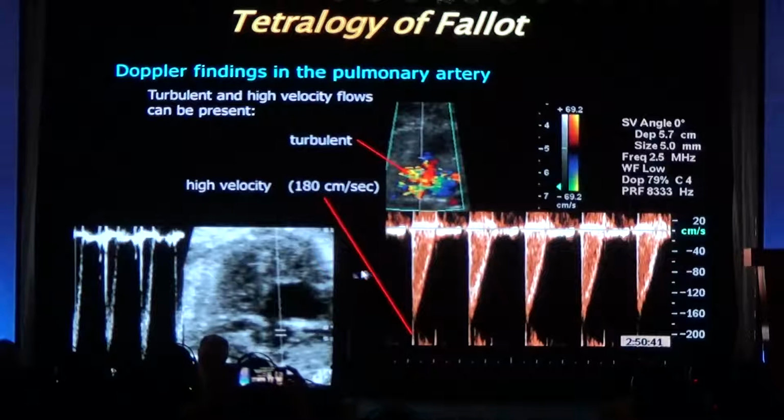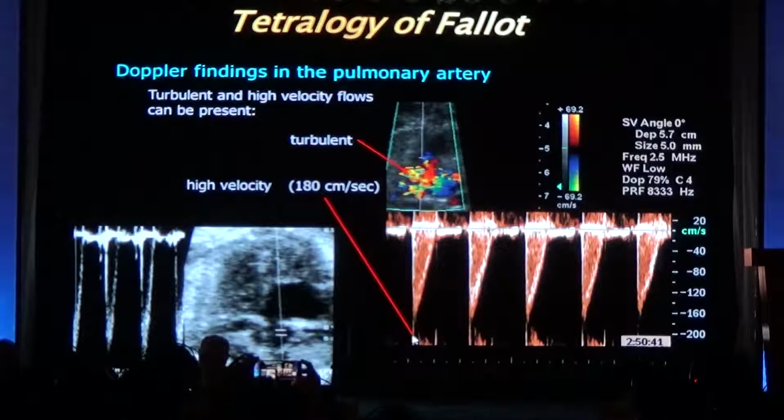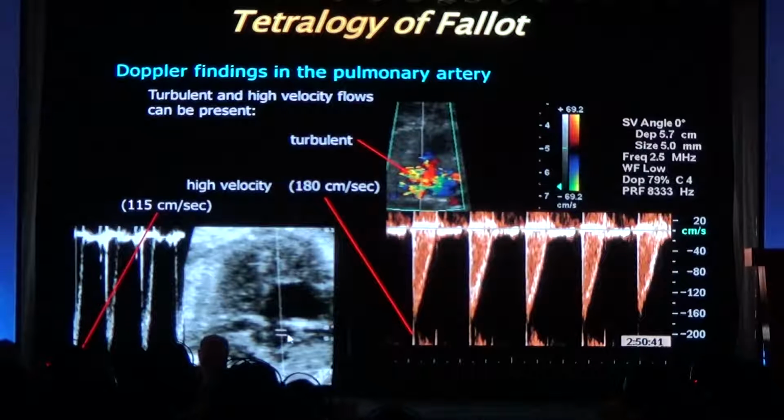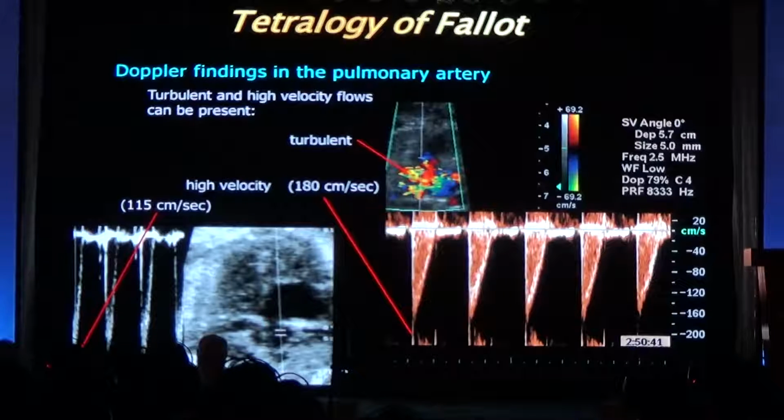the pulmonary. For instance, here you have velocity at 180 centimeters per second, so this pulmonary valve is becoming very stenotic. Here's another one with 115 centimeters per second, so this pulmonary valve is also getting stenotic.